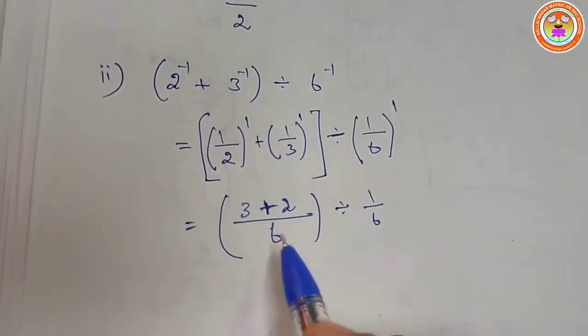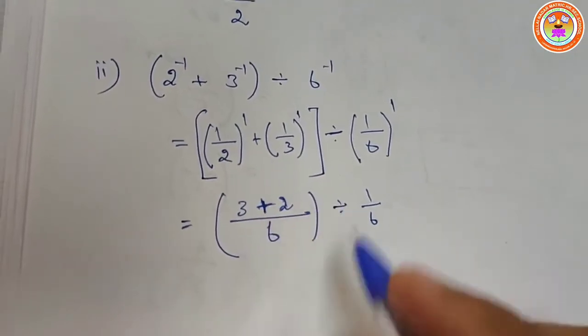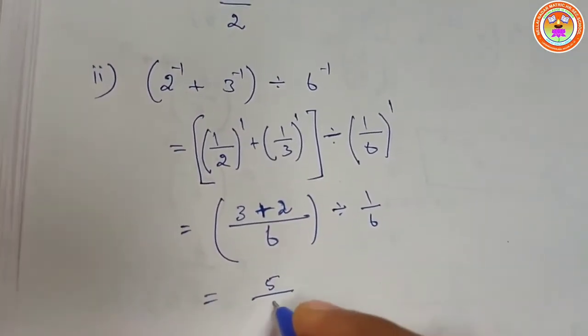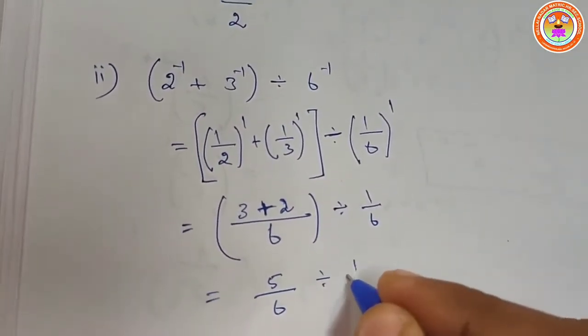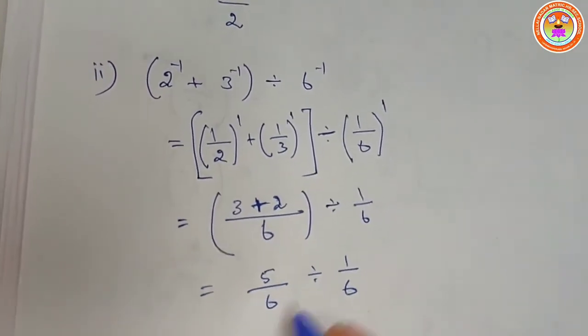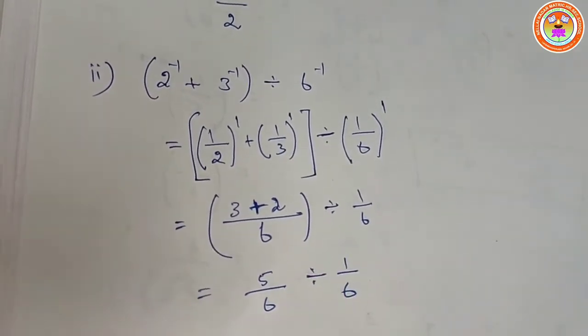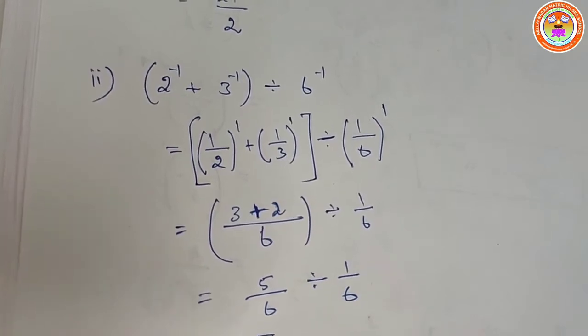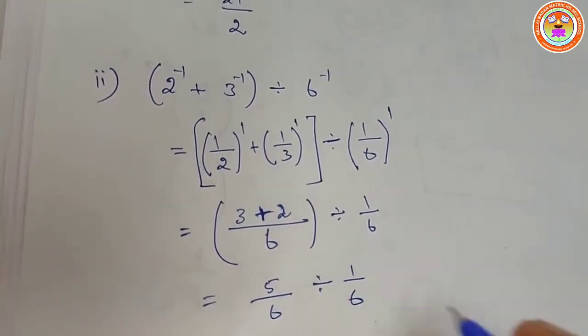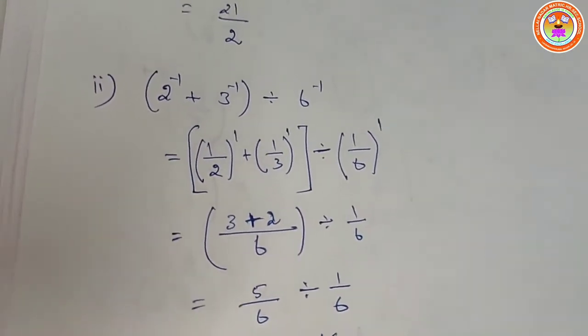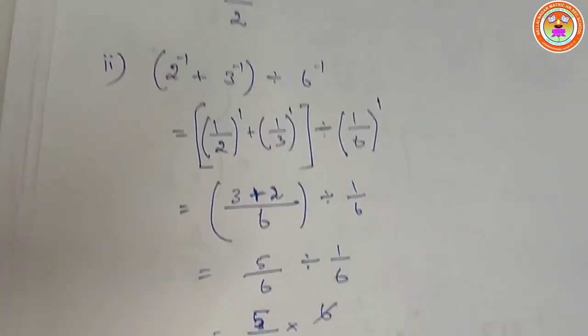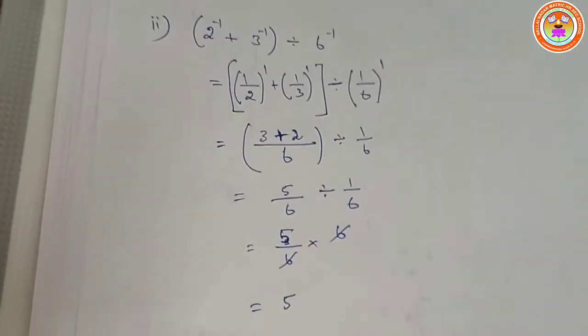Here 3 plus 2 is nothing but 5. 5 by 6 divided by 1 by 6. Since it is a division symbol, we can change it as multiplication, and reciprocally you will get 6. So this 6 and 6 will get cancelled. The answer is 5. Copy down.